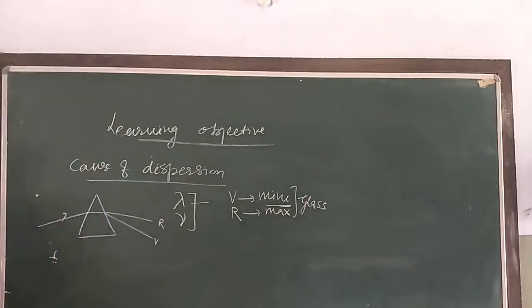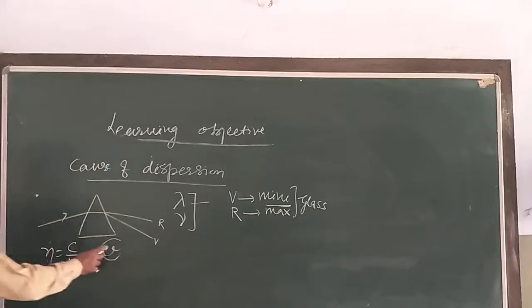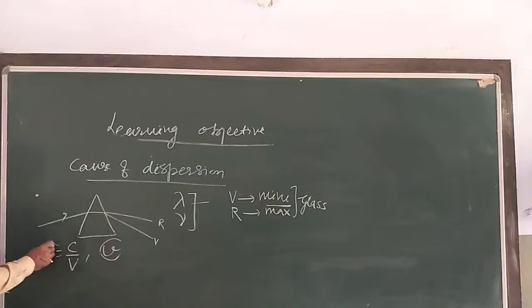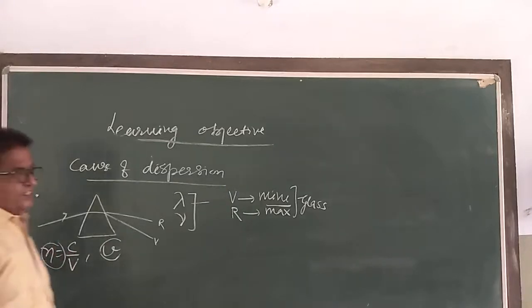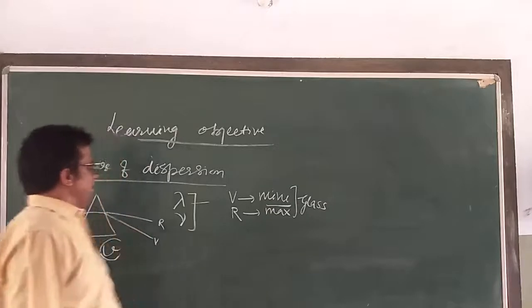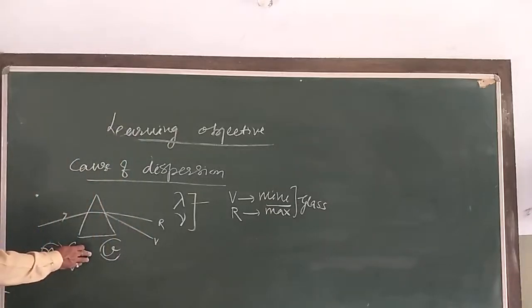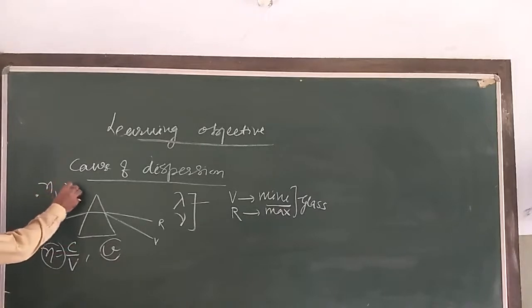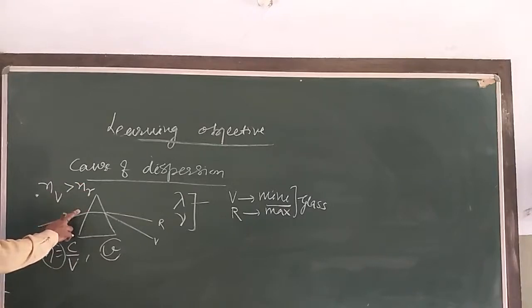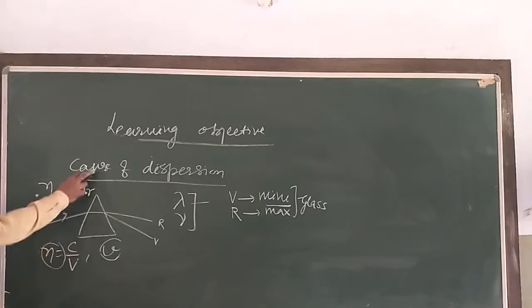So my dear children, the formula for the refractive index of glass is C by V, and V is different for the different colors, so n will be different for the different colors. So velocity is different, so refractive index is different for the different colors. Refractive index of violet color is greater than that of red color. So this is the main reason why we are getting the dispersion.